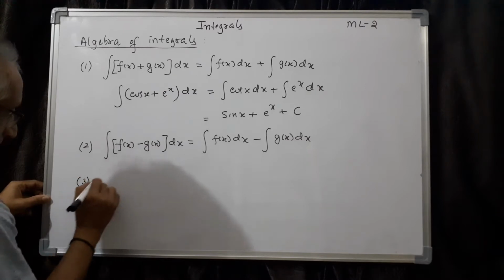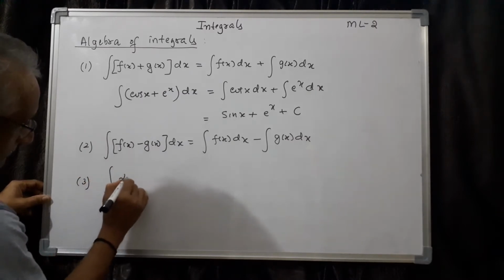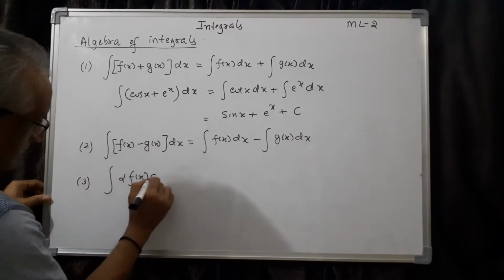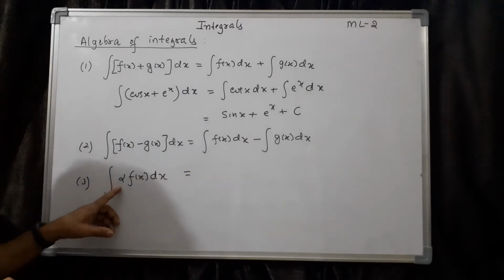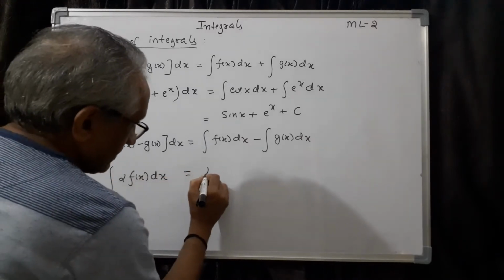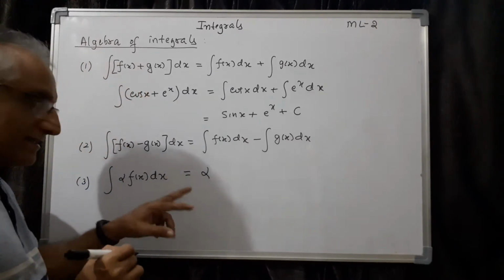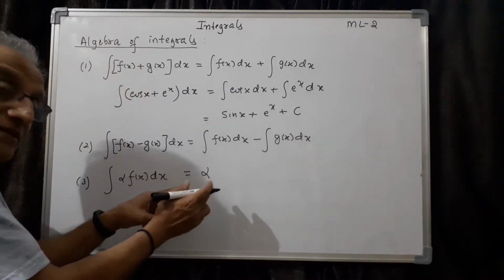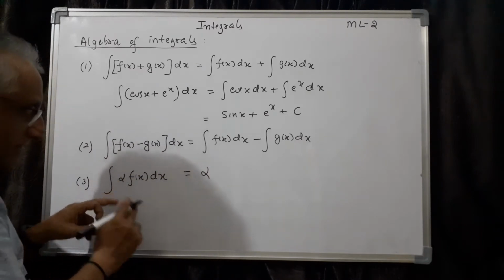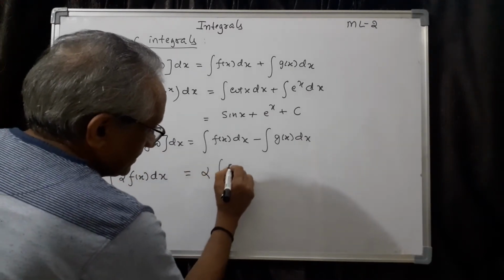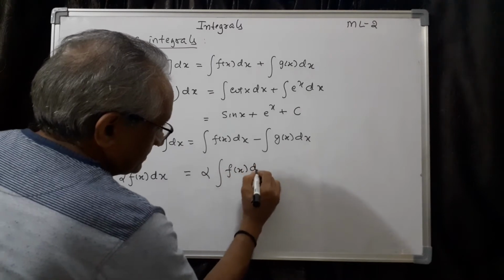Third one is integration of alpha times f of x dx, where alpha is a scalar constant. Then you can take alpha outside, just like in differentiation. We have in differentiation also, if any constant is there, we take it out. Same thing here also. Then you have to integrate f of x dx.